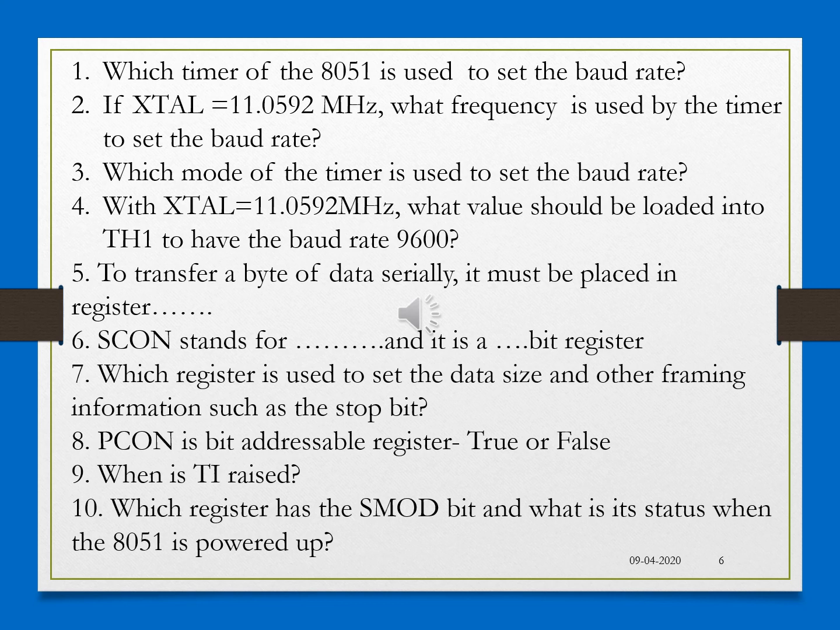Okay, last question: which register has the SMOD bit and what is its status when the 8051 is powered up? Of course, PCON register has the SMOD bit, and what is its status when it is powered up? It is 0, right? When the microcontroller is powered up, SMOD will be equal to 0. Okay, so if you want to have double the baud rate, then you have to make it 1.